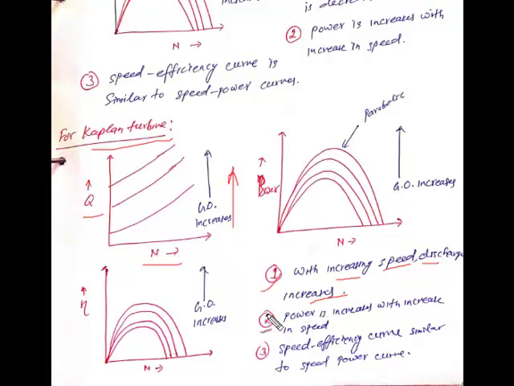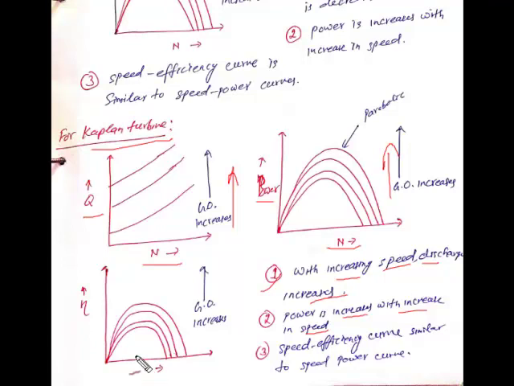Point 2, for power versus speed: power increases with increase of speed. We can see that when speed increases, power also increases, and when gate opening increases, power also increases. The third curve is plotted between efficiency and speed.